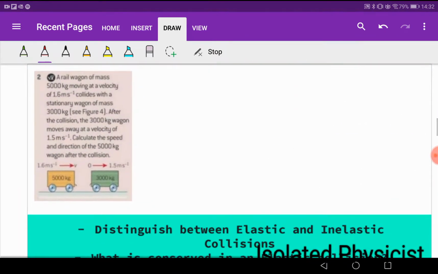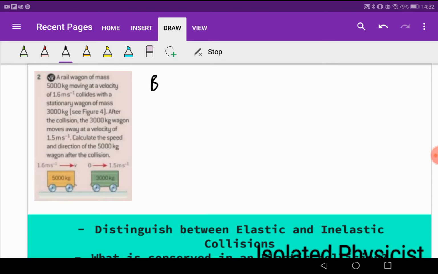I did just want to very quickly do an example with you. It's one of the textbook questions that you should have done last week. A rail wagon of mass 5,000 kilograms moving at a velocity of 1.6 meters per second collides with a stationary wagon of mass 3,000 kilograms. After the collision, the 3,000 kilogram wagon moves away at a velocity of 1.5 meters per second. Calculate the speed and direction of the 5,000 kilogram wagon after the collision. Well, that's an absolute mouthful, but the way that I like to approach these is as follows.